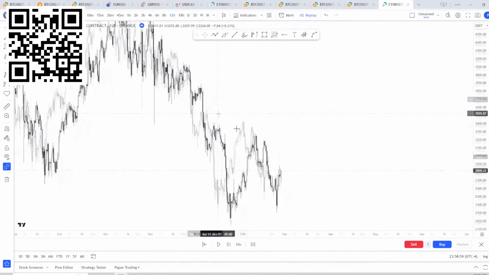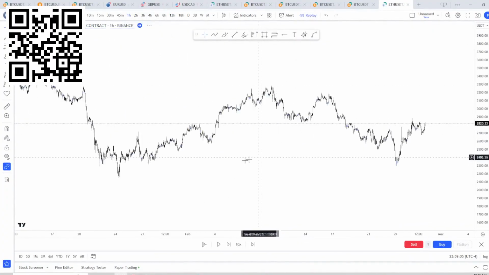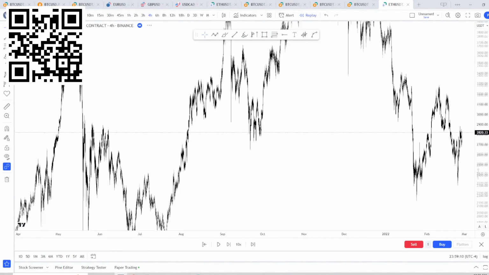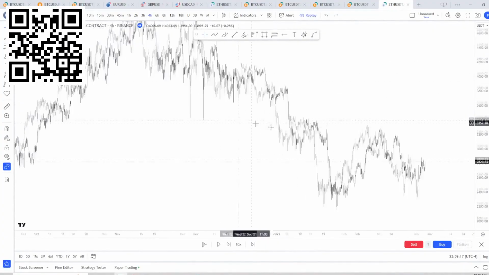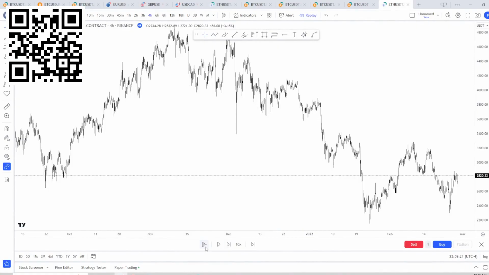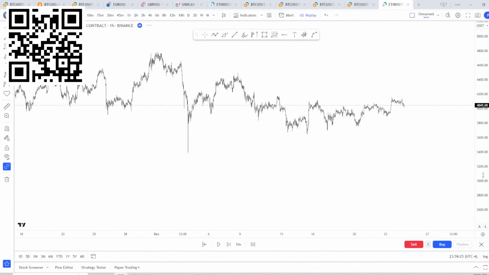Let's see if we have any recent examples of one. Let's go to the 4 hour, I suppose. So we actually have an example right here. Okay, right here. It's not a picture perfect example, no, but it's still an example nonetheless. So we're going to look at it.